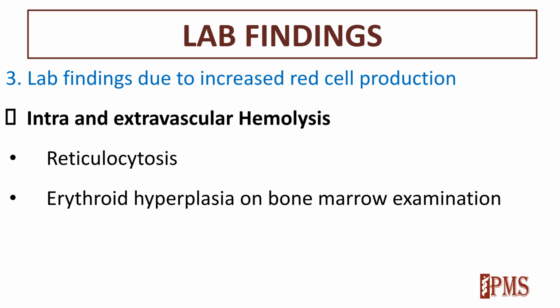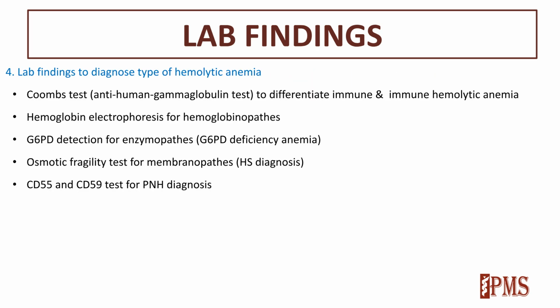Lab findings related to increased red blood cell production, common in both intra and extravascular hemolysis, include reticulocytosis and erythroid hyperplasia on bone marrow examination. Tests to diagnose the type of hemolytic anemia include the Coombs test for immune versus non-immune causes, hemoglobin electrophoresis for hemoglobinopathies, and G6PD detection for enzymopathies. Additional tests are the osmotic fragility test for membranopathies and the CD55 and CD59 test for paroxysmal nocturnal hemoglobinuria, or PNH diagnosis.